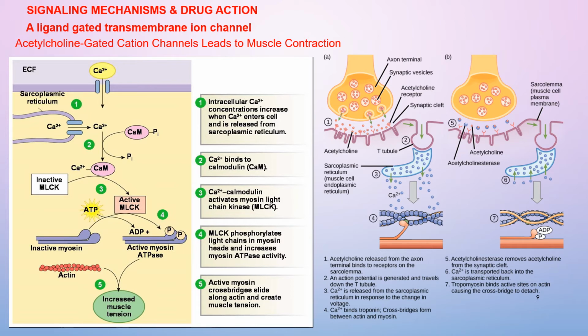The acetylcholine esterase present at the synaptic cleft removes acetylcholine from the synaptic cleft by breaking it down into acetyl and choline. This leads to transport of calcium ion back into the sarcoplasmic reticulum. This leads to relaxation of the muscles, as shown in the second figure.